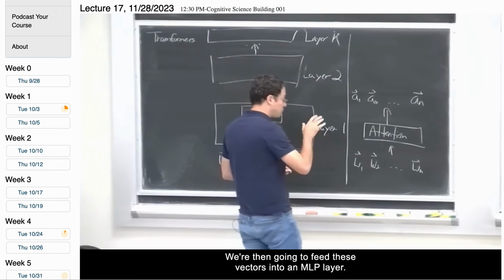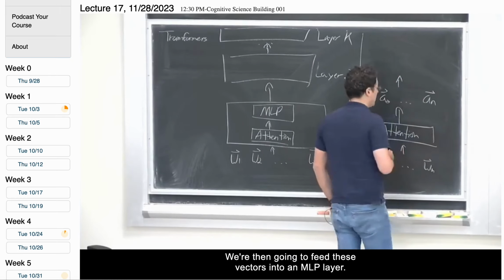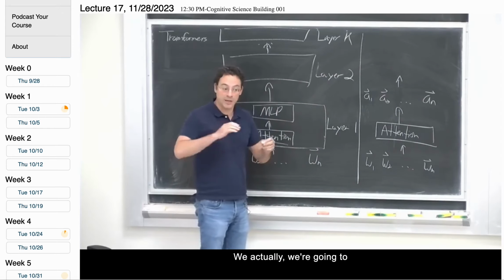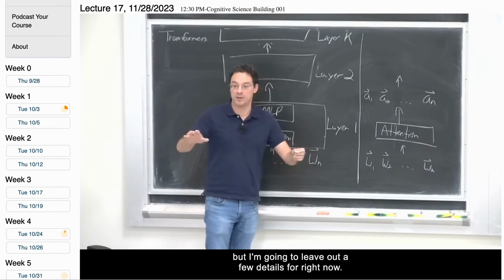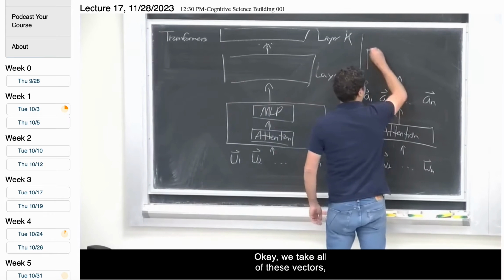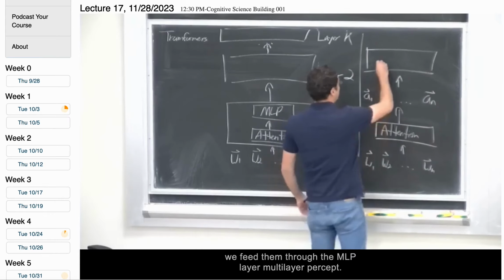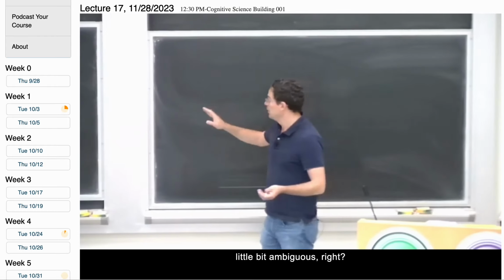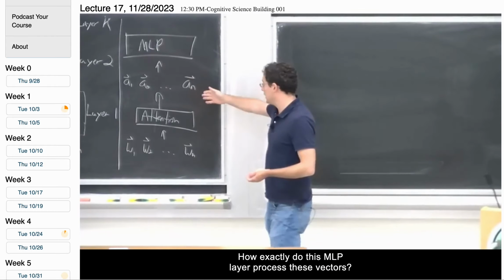We're then going to feed these vectors into an MLP layer. Again, we're still in the not quite transformer stage of things. What I'm teaching you right now, we're going to build up to the full model today, but I'm going to leave out a few details for right now. Okay, so we take all of these vectors, we feed them through the MLP layer, multi-layer perceptron. We've learned a lot about multi-layer perceptrons. So what does this mean? This is a little bit ambiguous, right? So how exactly does this MLP layer process these vectors?